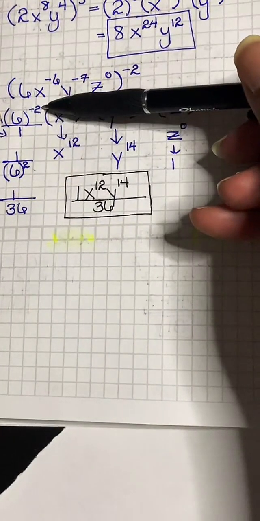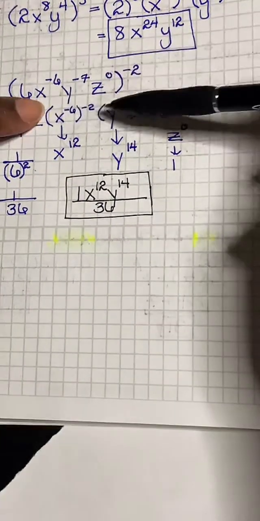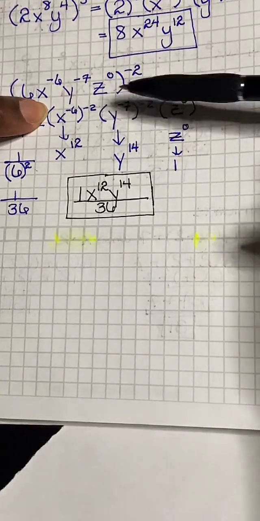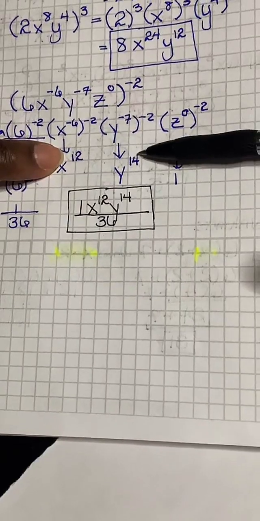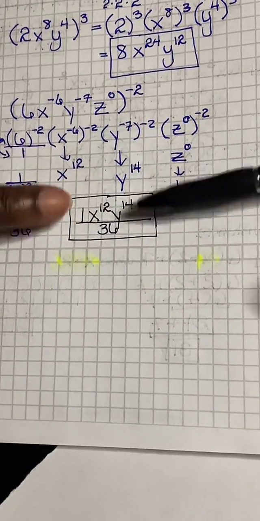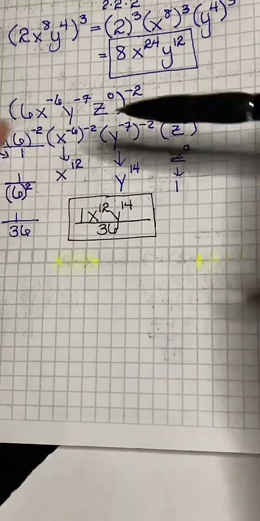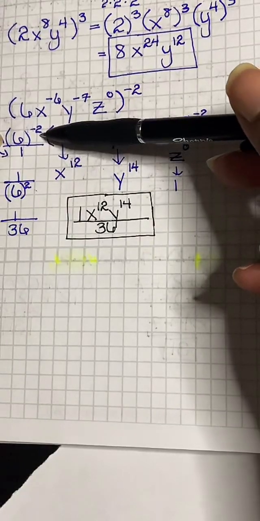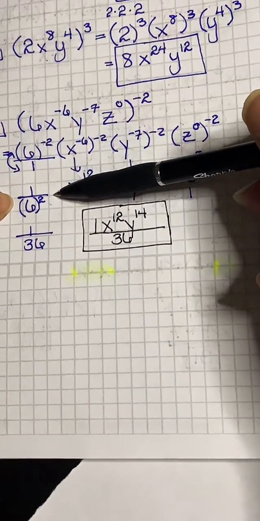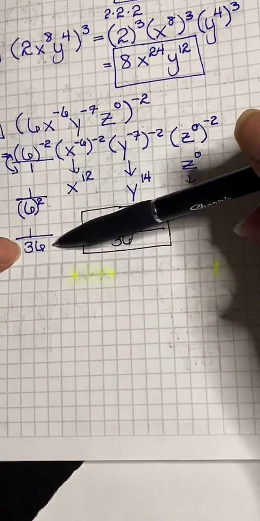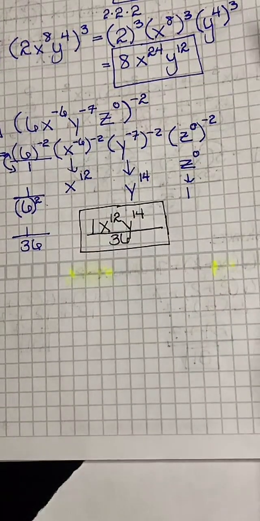Because the 6 had a negative exponent, but after we multiplied the x and the y, we got positive exponents. So when they got positive, we don't have to drop them down because they're positive. Whereas the 6, we had to flip it in order for it to be positive. So that's why it ended up in the denominator.